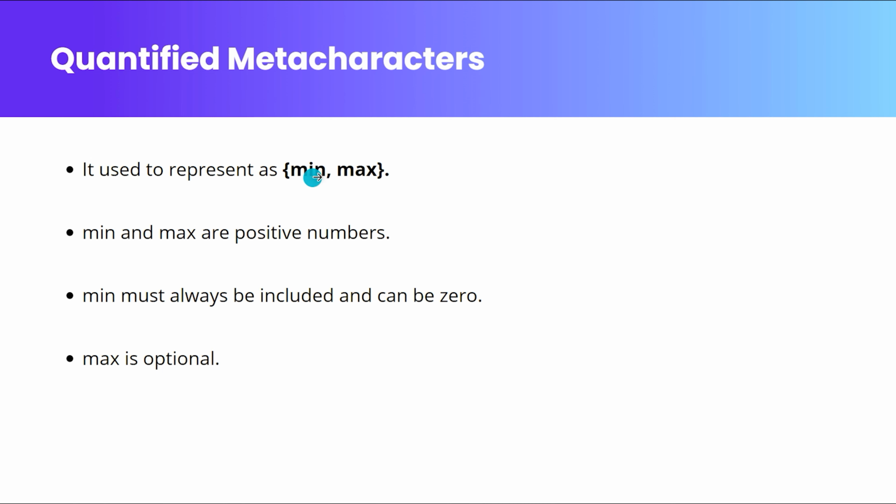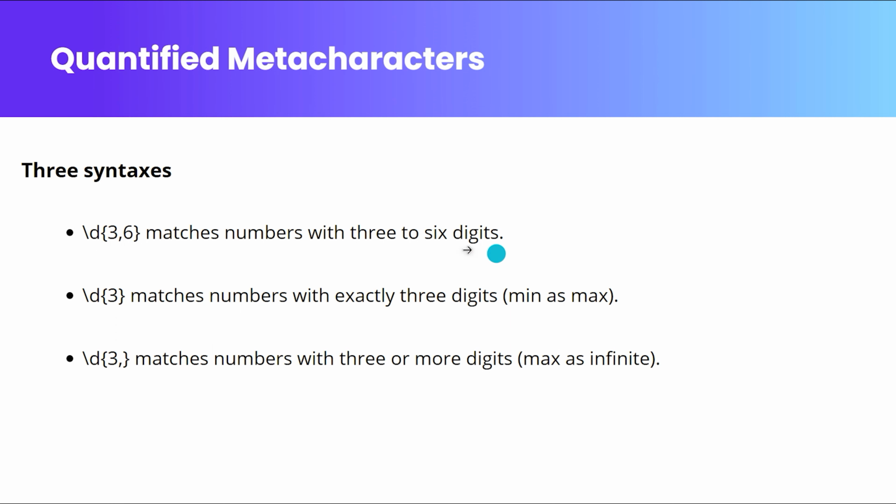It is represented inside curly braces, where we give two values: the first one is the minimum and the second one is the maximum. Min and max are positive numbers, and min must always be included and can be 0, while max is optional. You can give it or you can skip it. There are three syntaxes of using quantified metacharacters.